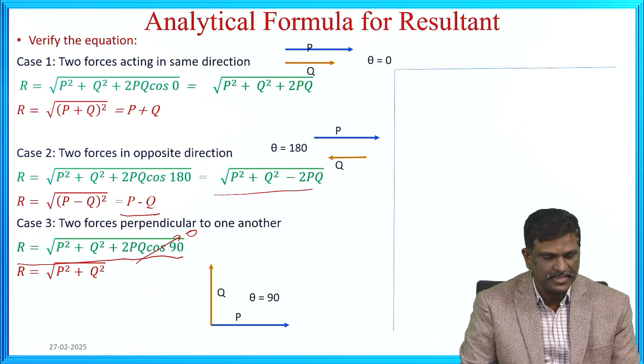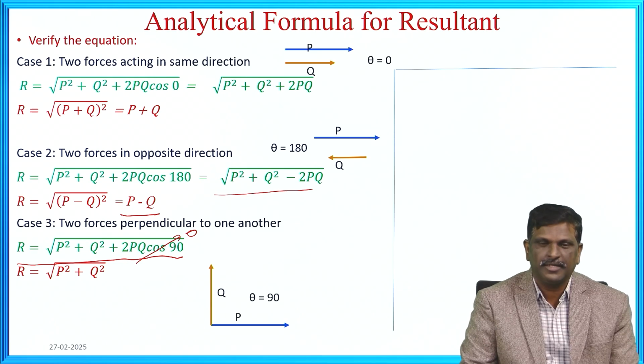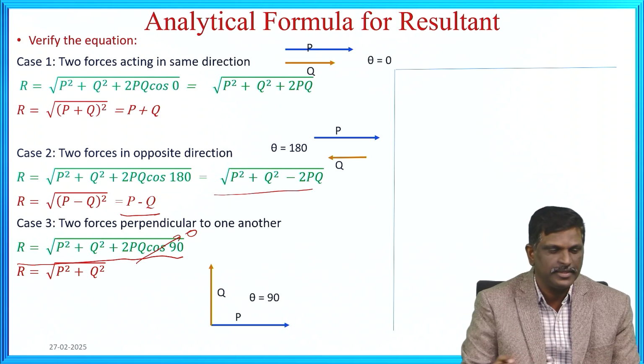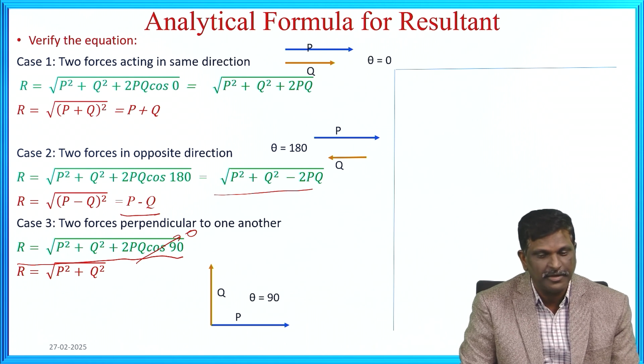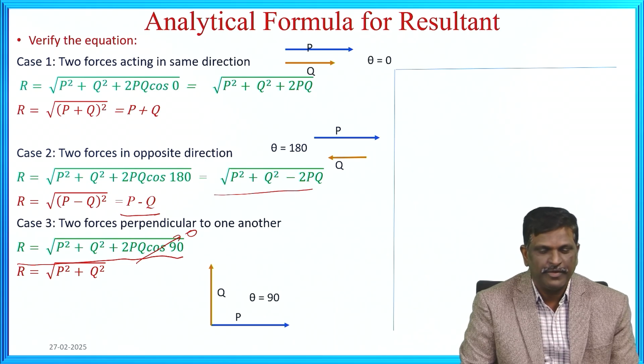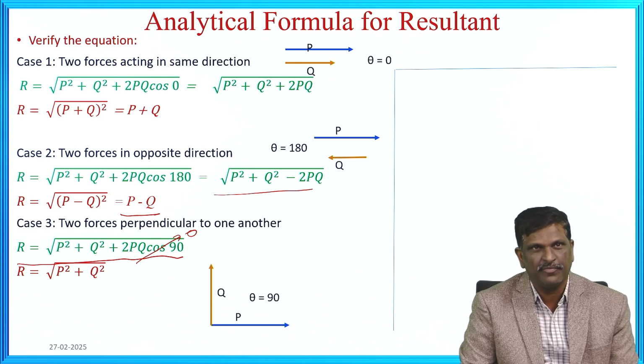When two forces are acting at right angles, find the direction of the resultant. In the first two cases, direction is not required. Why? Because when two forces are acting in the same direction, the resultant will definitely be in the same direction, because both are acting in the same direction. In case 2, when two forces are acting in opposite directions, the resultant will be in the direction of the maximum force. We are finding the difference of two forces, and the direction is the direction of the maximum force. But here in this case, when at right angles, we need to find the direction of the resultant also.